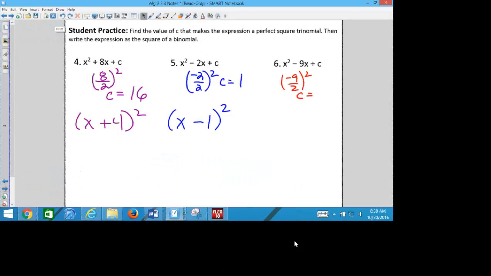On question 6, you take your b value, your -9, you divide it by 2, and does that go evenly? No. So we end up with a fraction or a decimal, and I don't have a preference which way you write it. Most of us wrote 4.5. So when we square that, we get our c value of 20.25. So when you factor it, you get x minus 4.5 squared. It's okay to have decimals. All right?